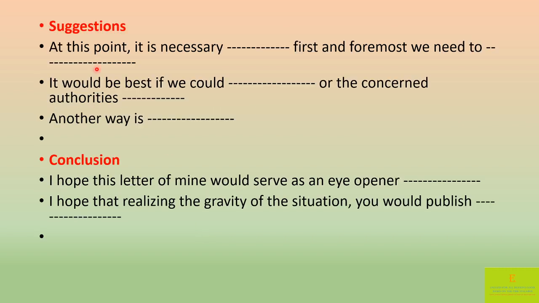Now for suggestions: at this point, it is necessary. So write your suggestion, what you feel is important. First and foremost, we need to do something. Whatever you need to do, you can write there. It would be best if we could, so write your suggestion, or the concerned authorities should, again write your suggestion. Another way is, so when you are writing your next suggestion, you can begin the line like this: another way is this.